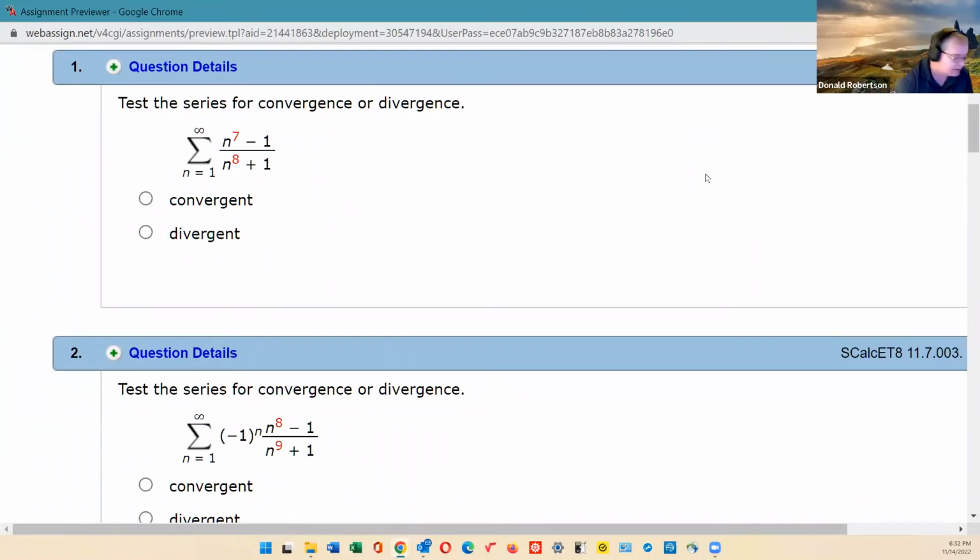There are, I think the last count is, 10 tests that you could use. In no particular order: divergence test, geometric series test, alternating series test, integral test, comparison test, limit comparison test, telescoping series test, ratio test, and the n-th root test. I think I covered them all there.